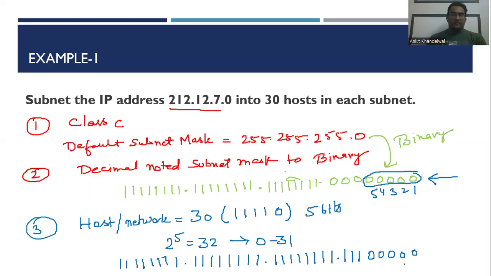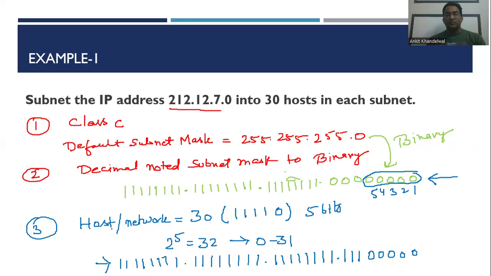Let me repeat it once again. After noting the number of hosts required per network, the value which was given to us is 30, we convert that 30 into the minimum number of bits. That is, 5 bits are required. So the number becomes 1, 1, 1, 1, 0. Now what we have to do, we will write down this mask in which way? From the back side, we will count the total number of bits: 1, 2, 3, 4, and 5. Why 5 bits?